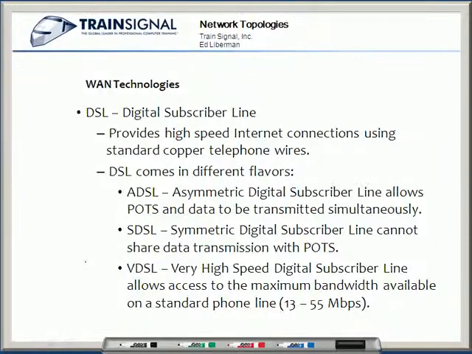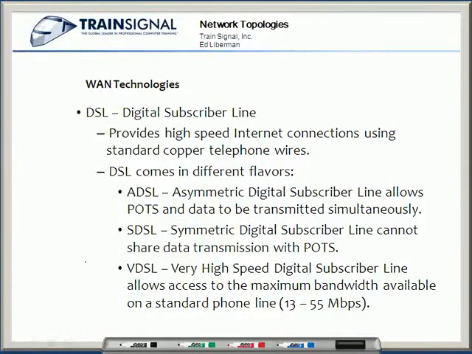There is ADSL, which is Asymmetric Digital Subscriber Line, which allows POTS, the plain old telephone service, and data to be transmitted simultaneously over the same lines. Now, one of the things you should know about ADSL is that typically your download rate is faster than your upload rate. That's how it's designed: to give you more download throughput by reducing your upload throughput.